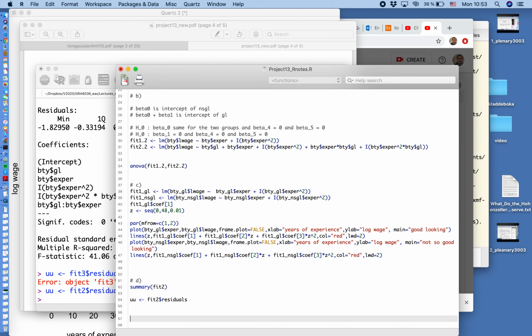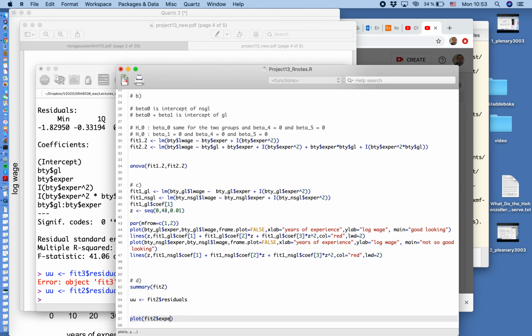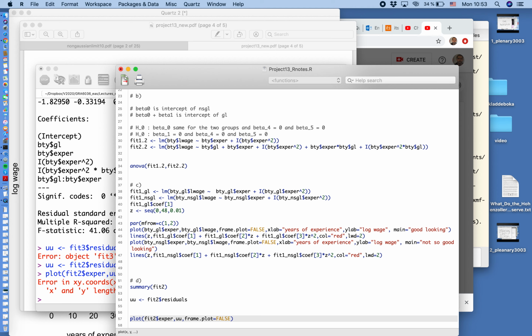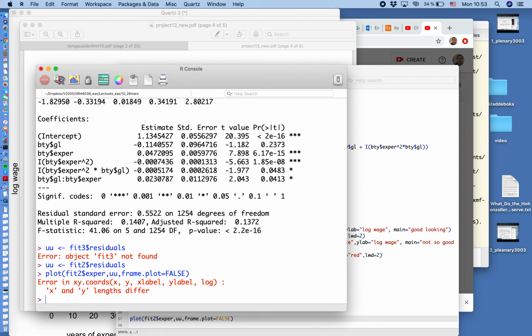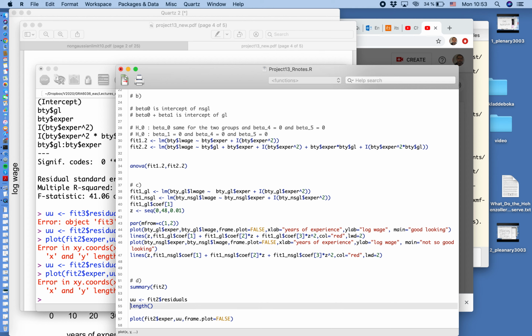Now these are the residuals, and we can then plot these. So then we plot them against our x. So that's x per UU, and then we get a plot of the residuals. They differ in length, so let's have a look at the length and try to understand what the problem is. So let's try it one more time. Okay, we get the same error.